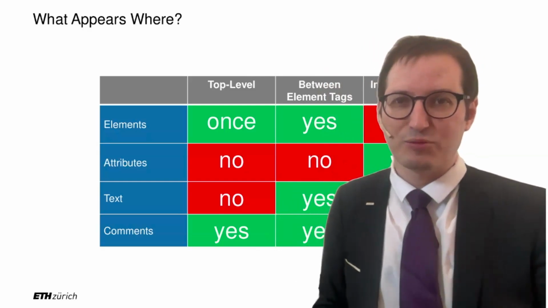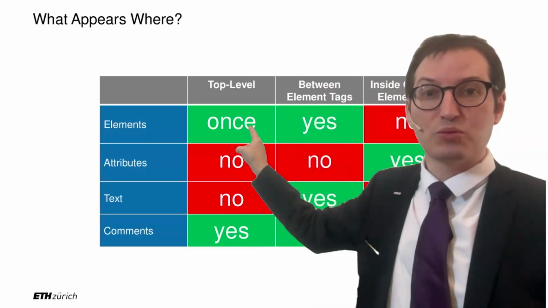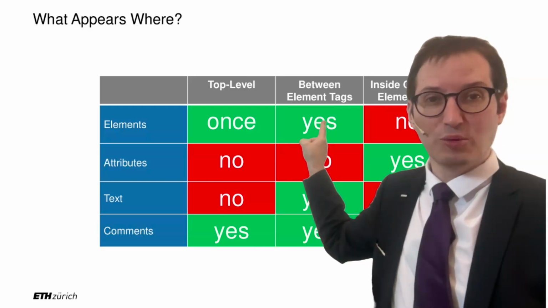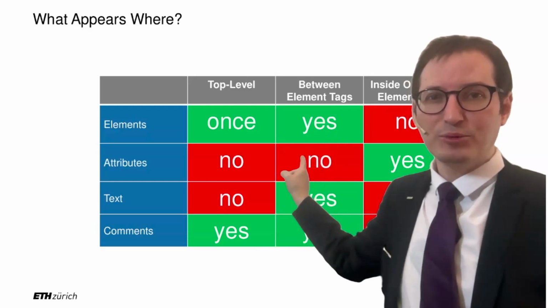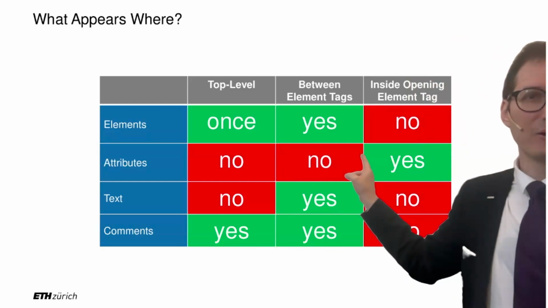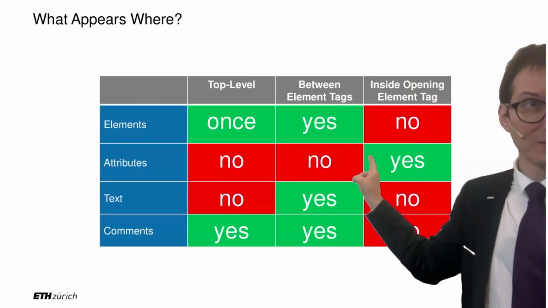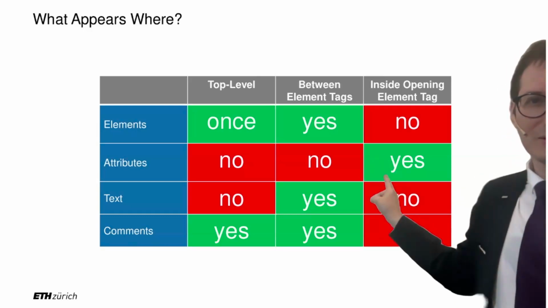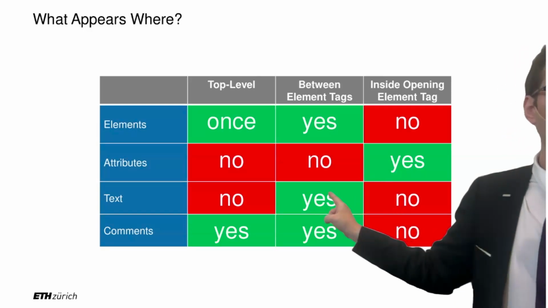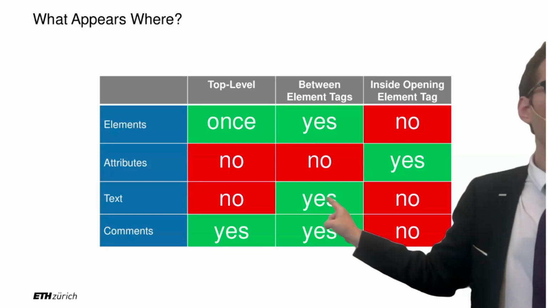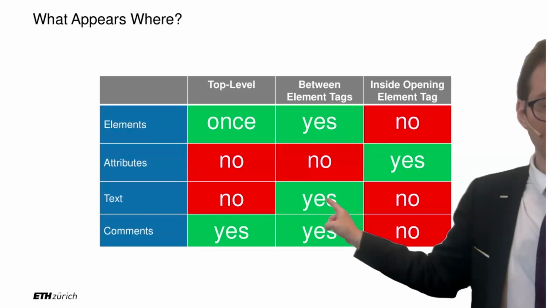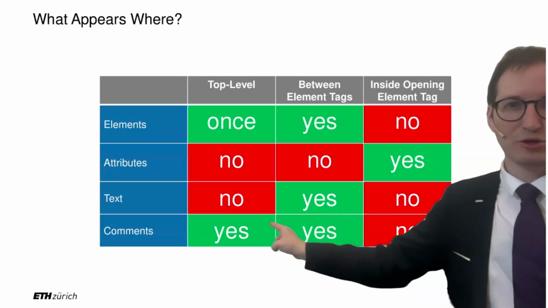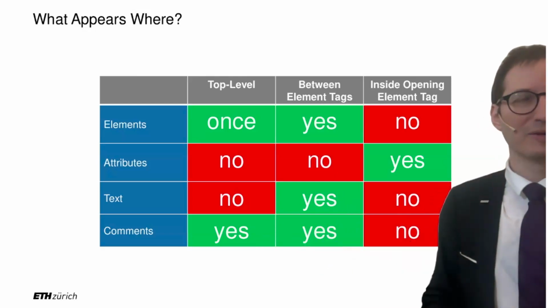So to summarize everything, elements can appear just once on the top level and then between element tags, between the opening and closing element tags. Attributes can only appear inside opening element tags, right? Or empty element tags. This is just a shortcut. Text can only appear between element tags, right? An attribute value is not considered text for the purpose of XML. So the text is really between the tags. And then the comments can appear at the top level or between element tags. Okay?